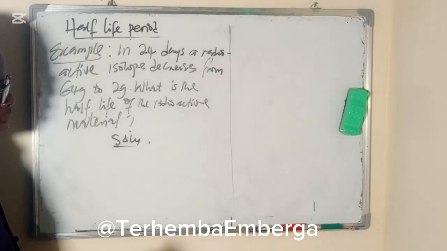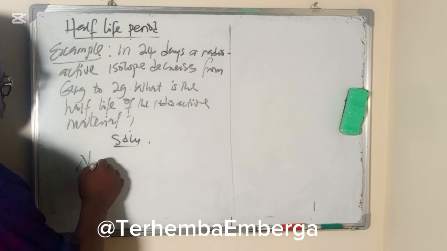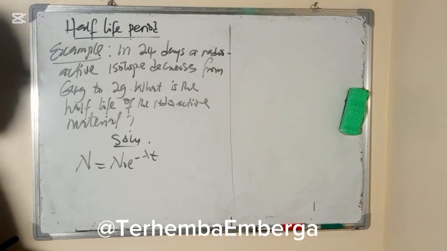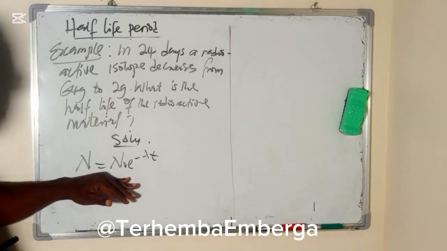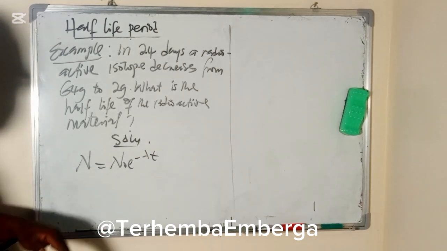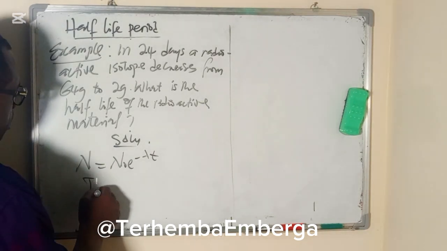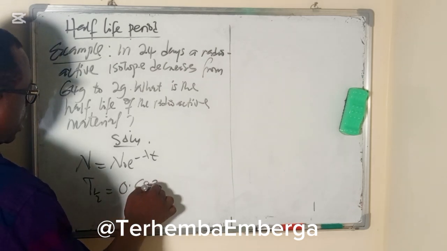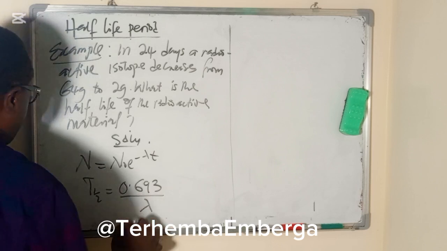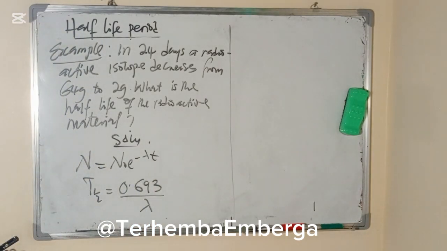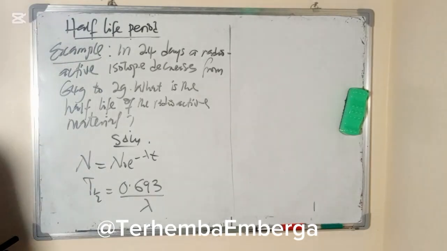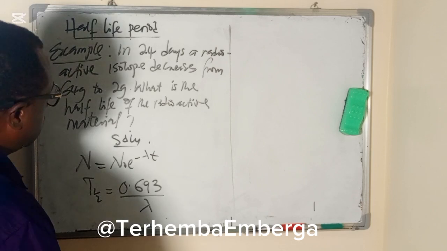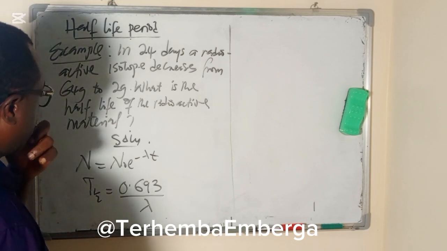in one of our classes, we took time to derive this formula. So you go back, look at how this comes into existence. I also derived T half-life as 0.693 all over lambda.